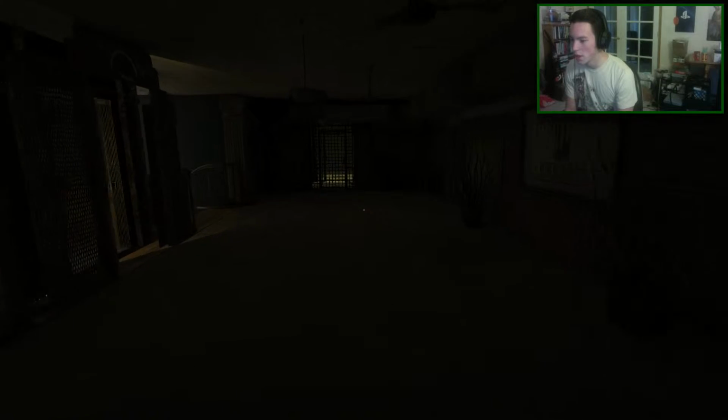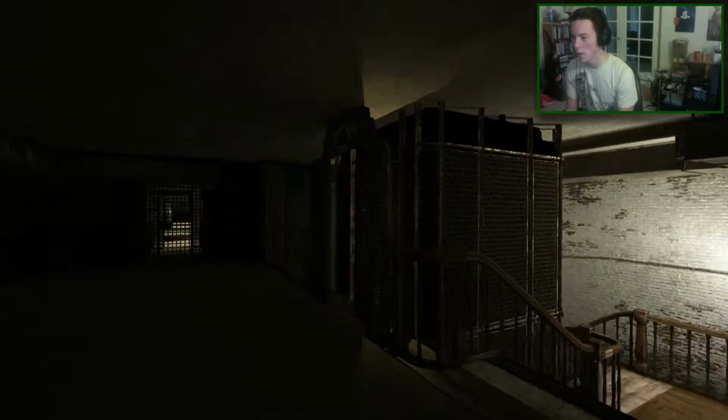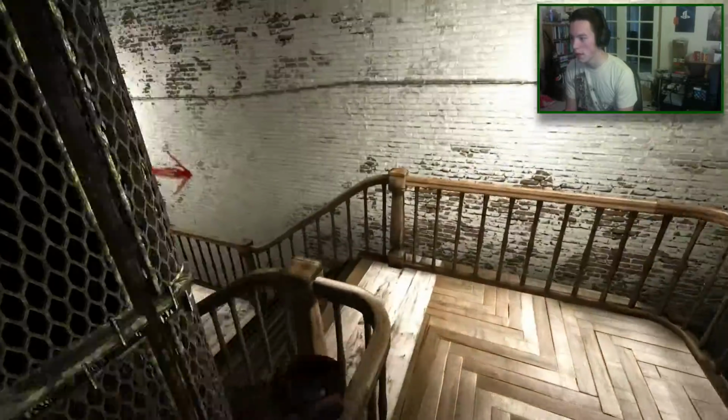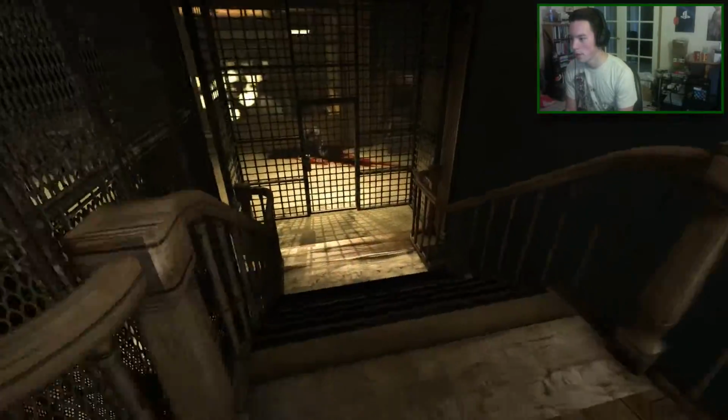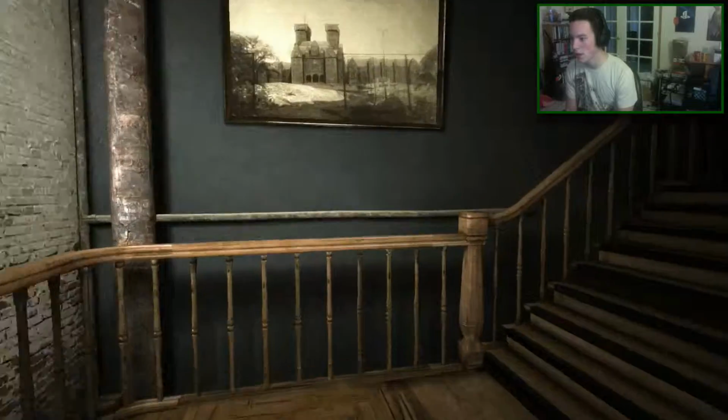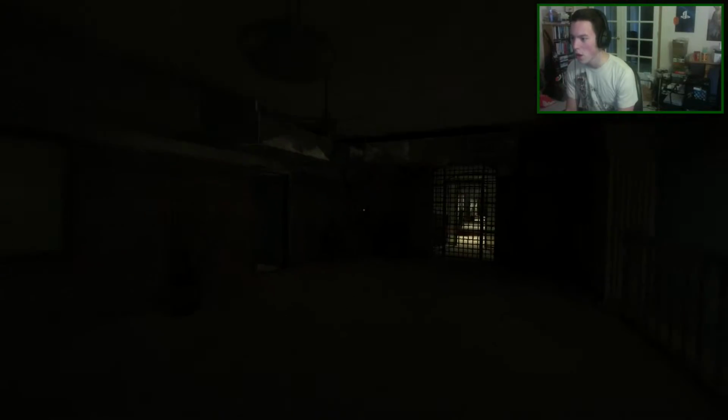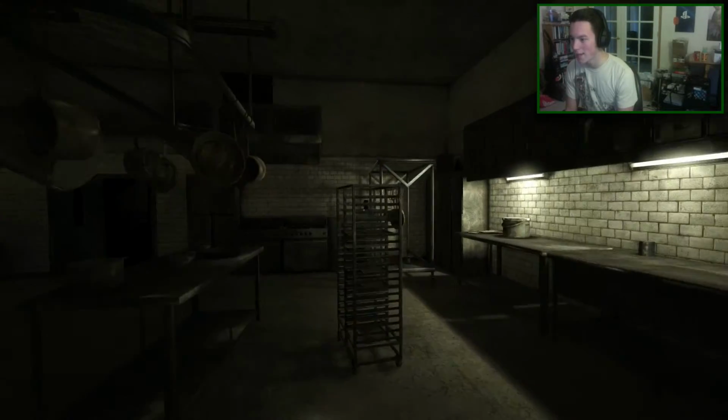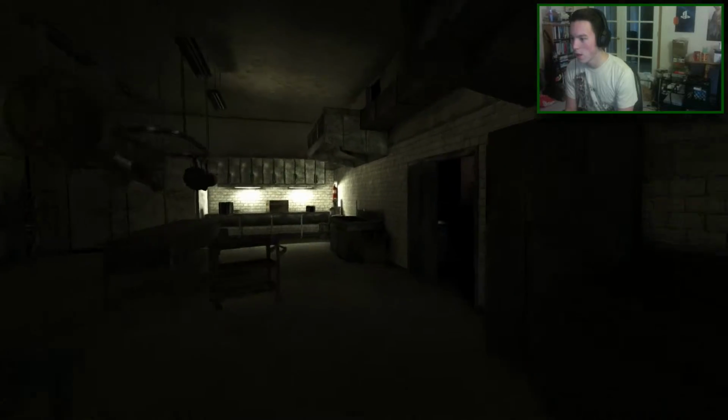Oh, jeez. So, I can't go that way. Can't go that way. And I'm assuming, yep, we can't go that way either. What the heck, you guys? Do I go in the elevator? The elevator needs a key. Okay. Didn't we come down these stairs? Yeah, we did. Where do I go, you guys? Where do I go?